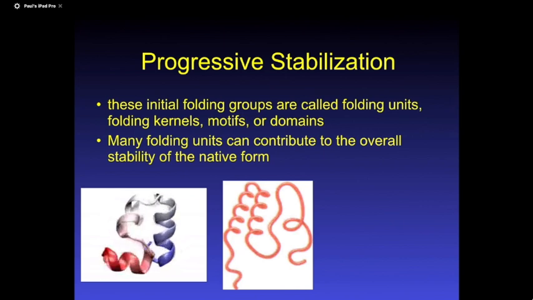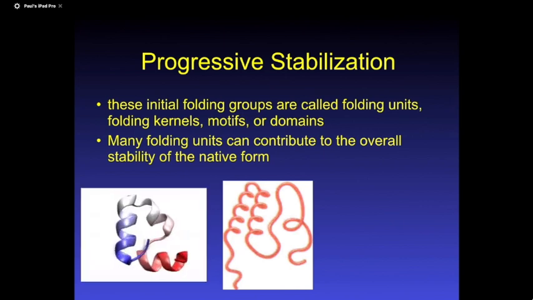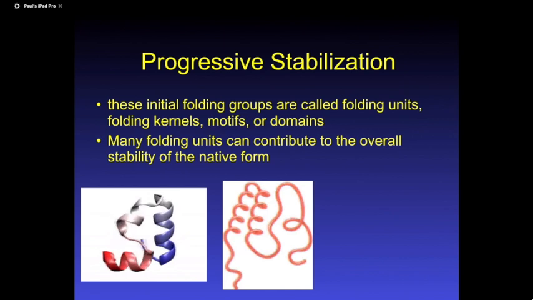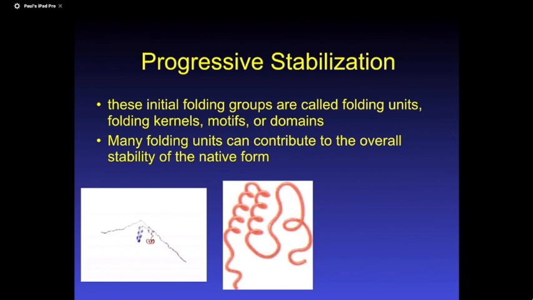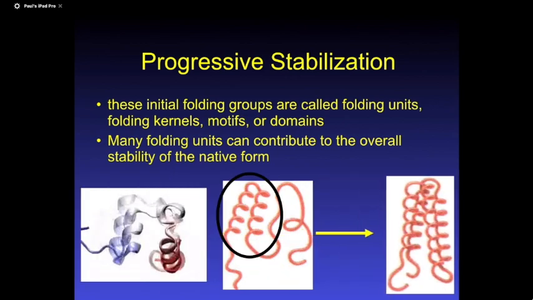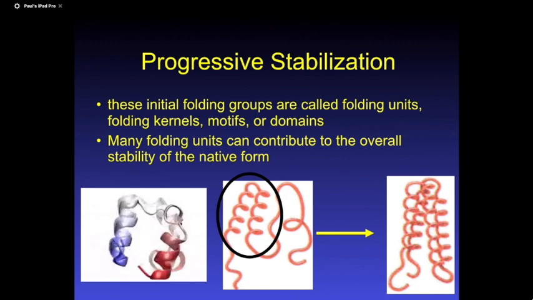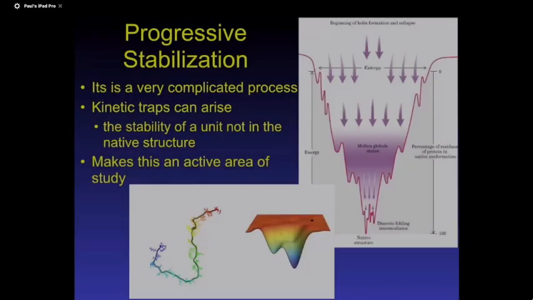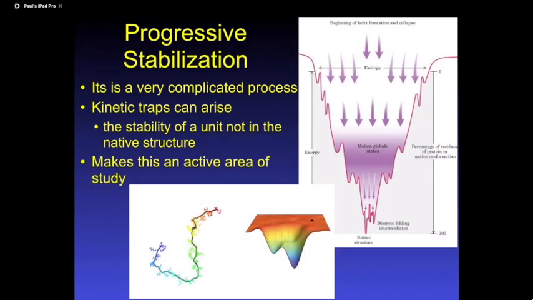And so there is a folding motif or a folding kernel that can form that is very stable as it helps progress the rest of it going. And so those motifs can be classified and will eventually get to the fully folded protein. Now, this is a really complicated process.